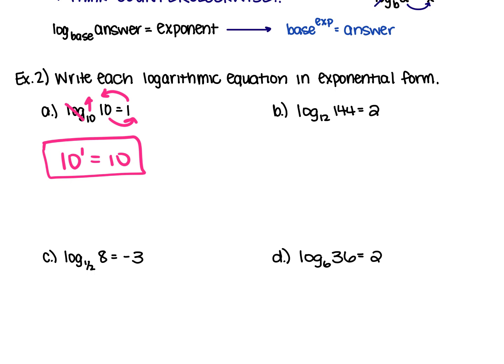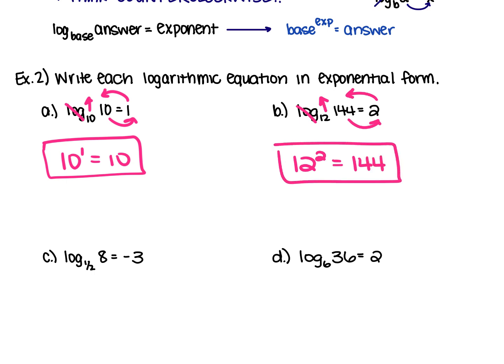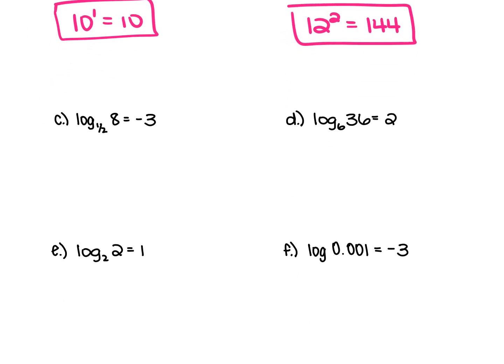For example B, you have log 12 of 144 is equal to 2. We're going to drop the log, bring up the 12. 2 as your answer becomes your power. The 144 becomes your answer. So that's 12 squared is equal to 144. For example C, you have log 1/2 of 8 is equal to negative 3. So we're going to drop the log, bring up the 1/2. Make the negative 3 the power, the 8 your answer. So that's going to give you 1/2 to the power of negative 3 is equal to 8.